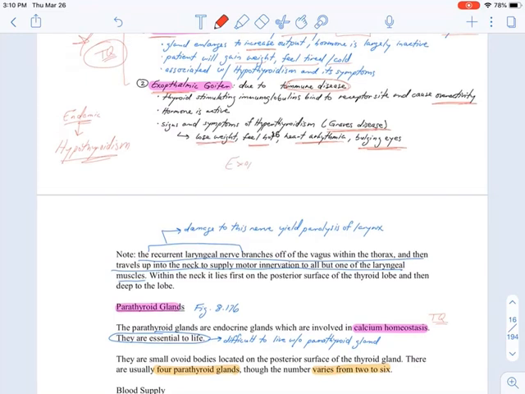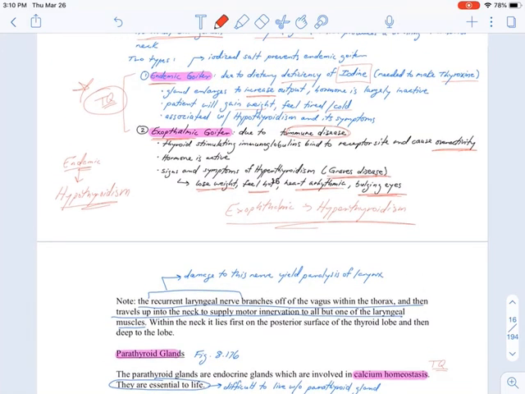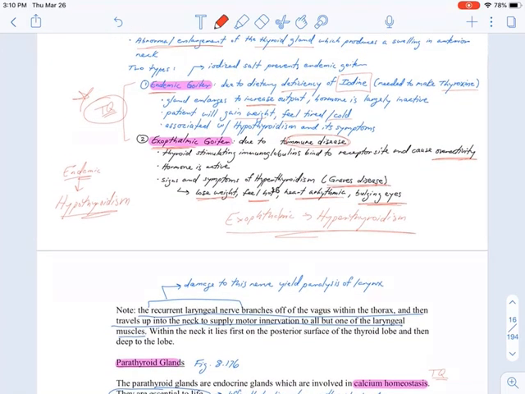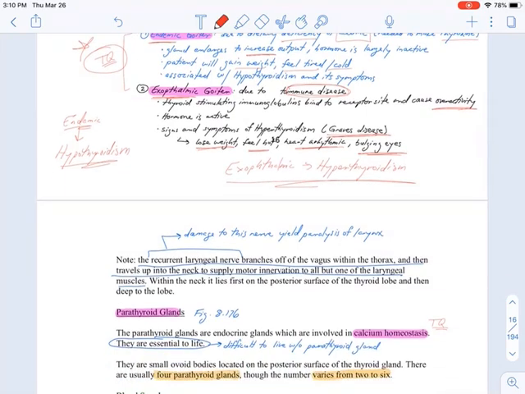Now for exophthalmic goiters, we are thinking of hyperthyroidism. Essentially, they're just opposites of each other. Make sure you study this. There's usually a test question about it.